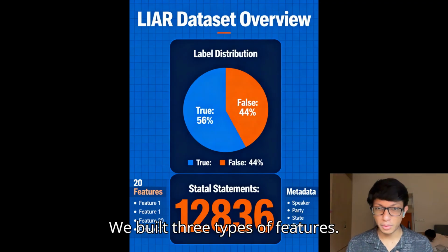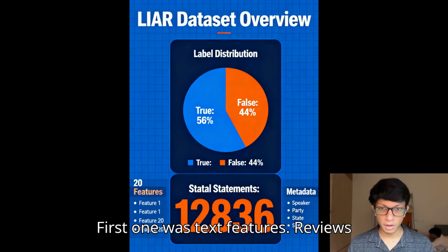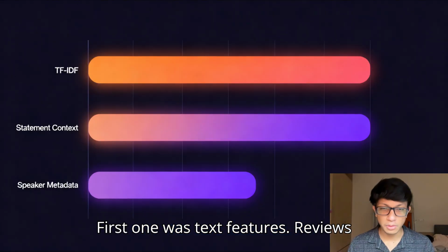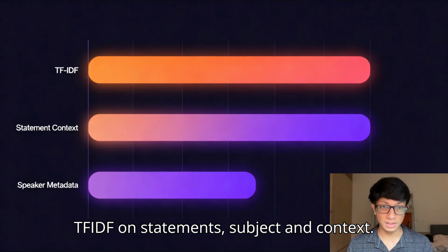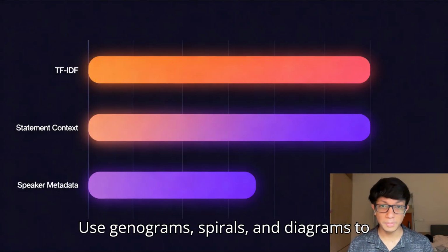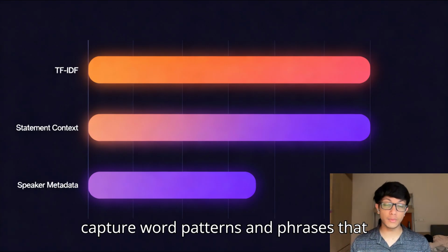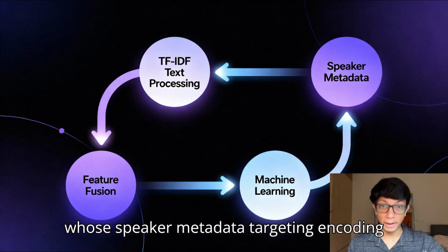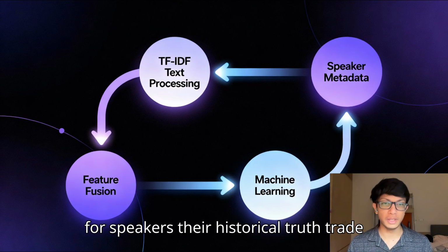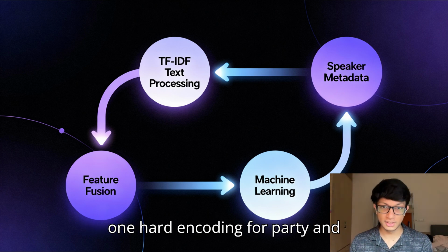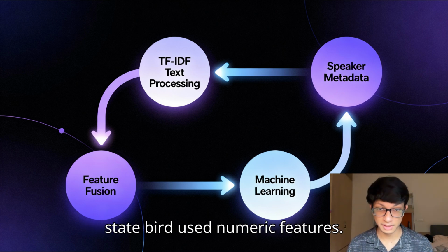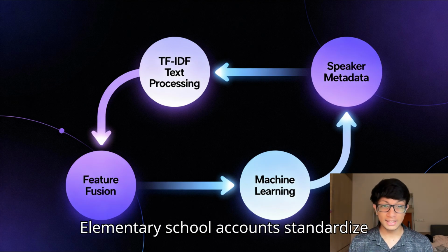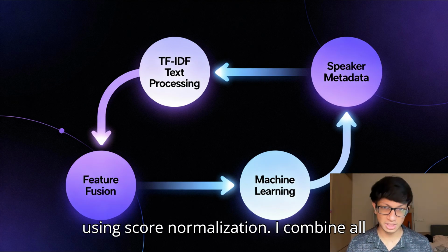We built three types of features. First were text features, where we used TF-IDF on statements, subject, and context. We used unigrams, bigrams, and trigrams to capture word patterns and phrases that indicate deception. Another was speaker metadata: target encoding for speakers with their historical truth rate, and one-hot encoding for party and state. Third, we used numeric features, credibility score counts, standardized using Z-score normalization.